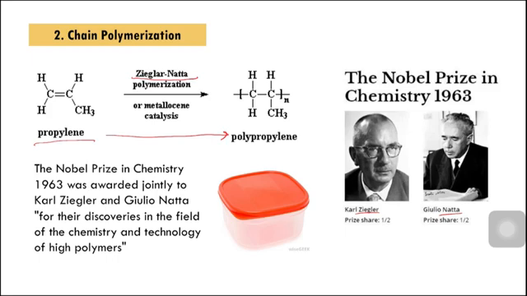This type of plastic is very tough and strong, and now it's very popular in our daily life, for example, in the semi-flexible rigid container. And from their discovery, they got the Nobel Prize in chemistry in 1963.